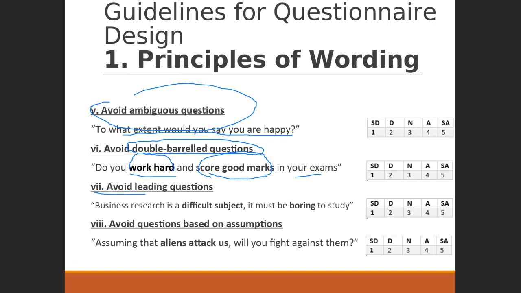The seventh important part is that you should avoid leading questions. Leading questions are phrased in such a way that they lead the respondent to give responses that the researcher would like them to give. By asking a leading question, you are signaling and pressuring respondents to agree or disagree with your statement. For instance, business research is a difficult subject. It must be boring to study. You are leading your respondent to agree with your statement, and you will see many agreements here.